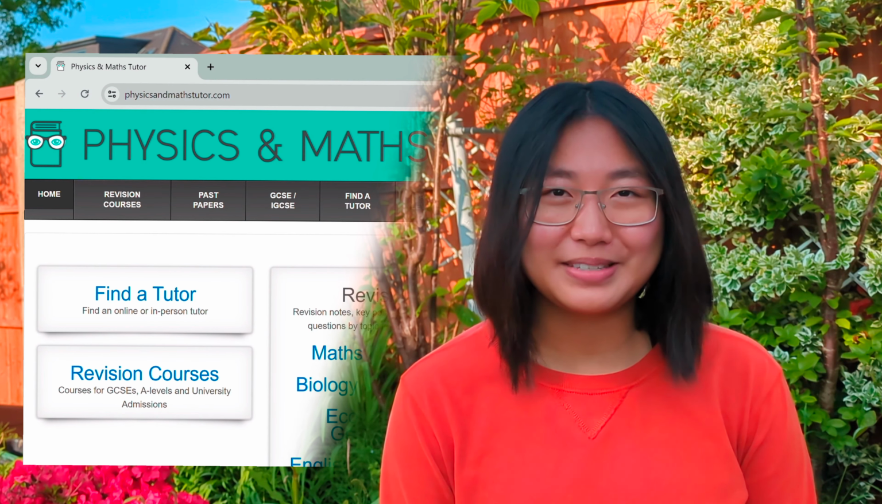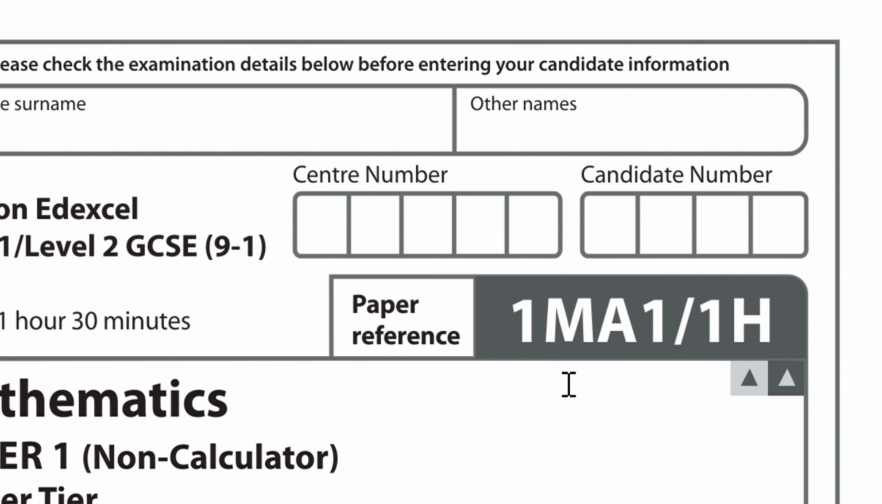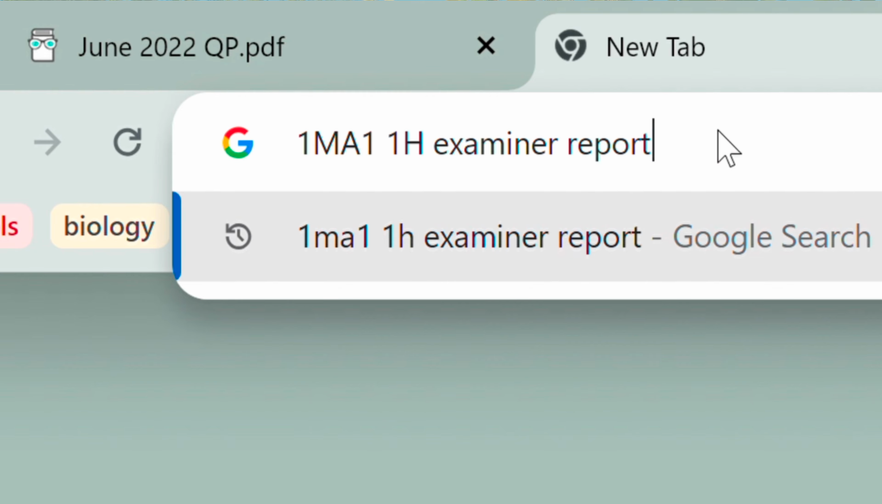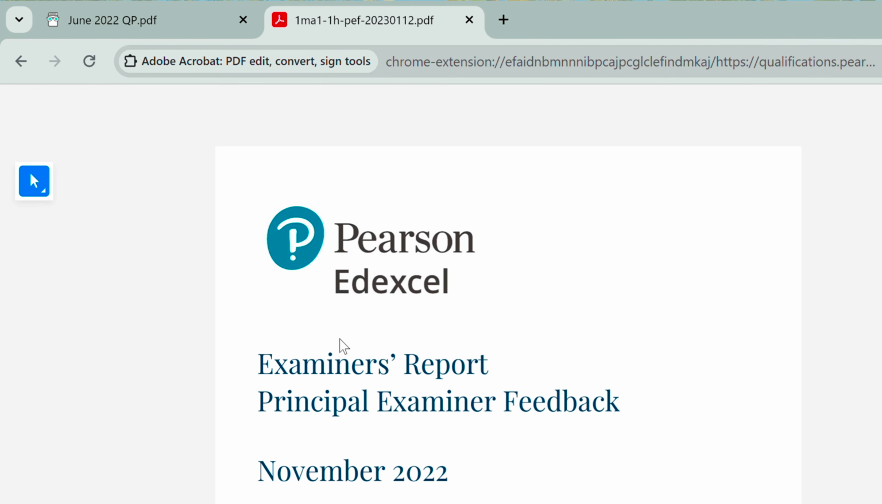A lot of the times the official exam board website doesn't actually have all the options for the past papers available. So I would say the best place to find question papers and mark schemes are the Physics and Maths Tutor website. For examiner reports, again, unfortunately they're not on the Physics and Maths Tutor website, so you have to do an extra step, but it's not too hard. You just simply type their paper reference and the words examiner report into your search bar, and it should hopefully be the first link that comes up.